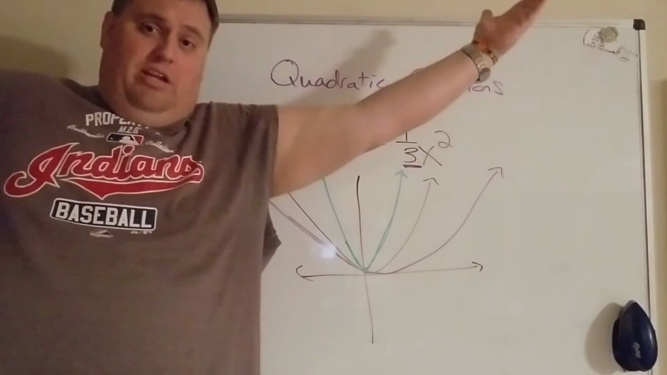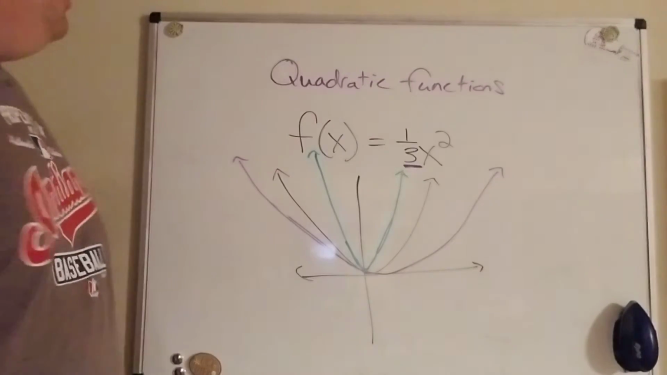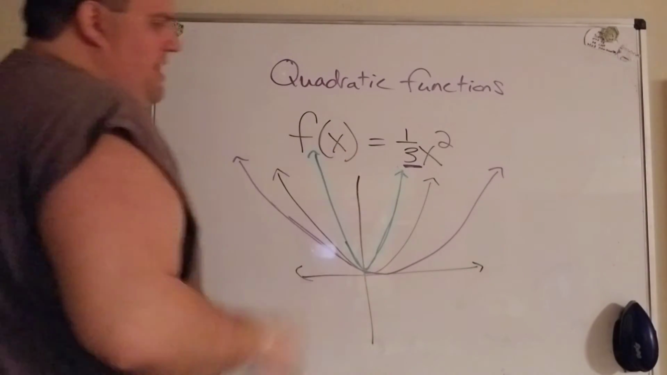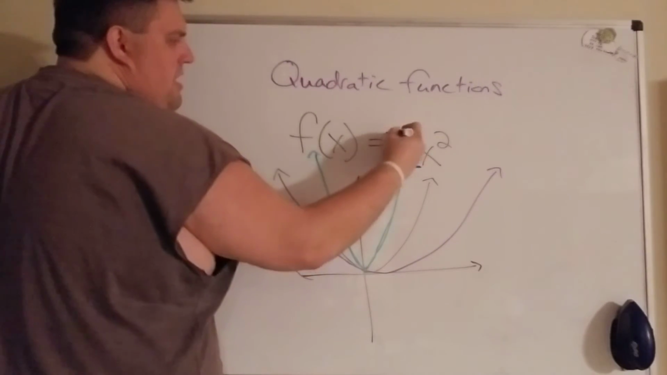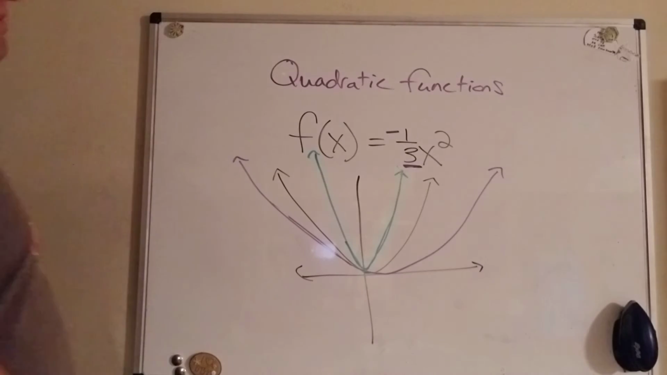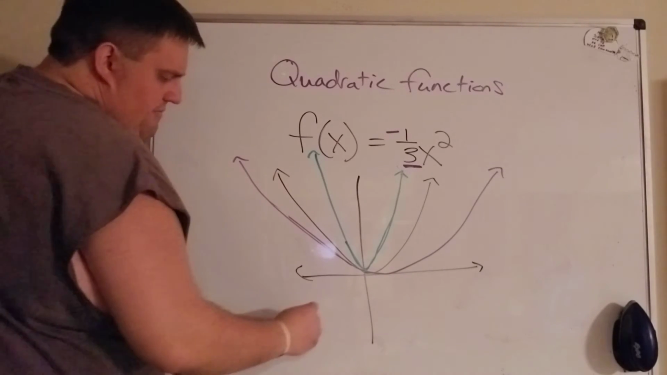A fraction less than 1, we're going to have real wide as it goes out. So that number is going to impact that. And then some of them even had a negative in front of them, right? And that negative, just like in every other kind of function that we've talked about, is just going to take your graph and flip it.